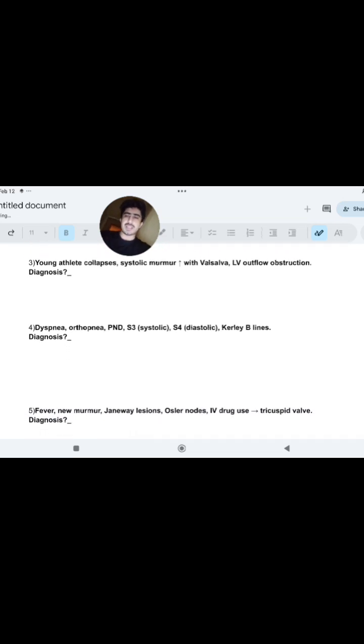Third case is about young athlete collapses, and there is this systolic murmur increase with Valsalva, left ventricle outflow obstruction. What will be the diagnosis? So the best diagnosis will be what? It is HOCM. What is HOCM? It is hypertrophic obstructive cardiomyopathy.